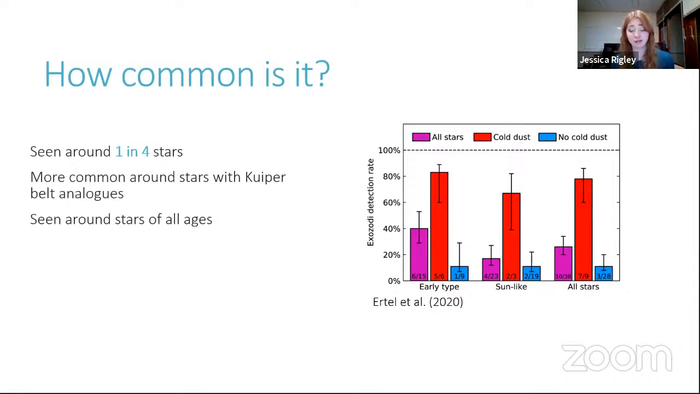And then the other thing to note from this is that we see this around stars of all ages. For example, our sun is quite old. It's 4.5 billion years old. And it might be, if we only saw this around young stars, that might tell us something about where the dust is coming from, but it turns out we just see it around stars of all ages. So we don't really know what's going on.